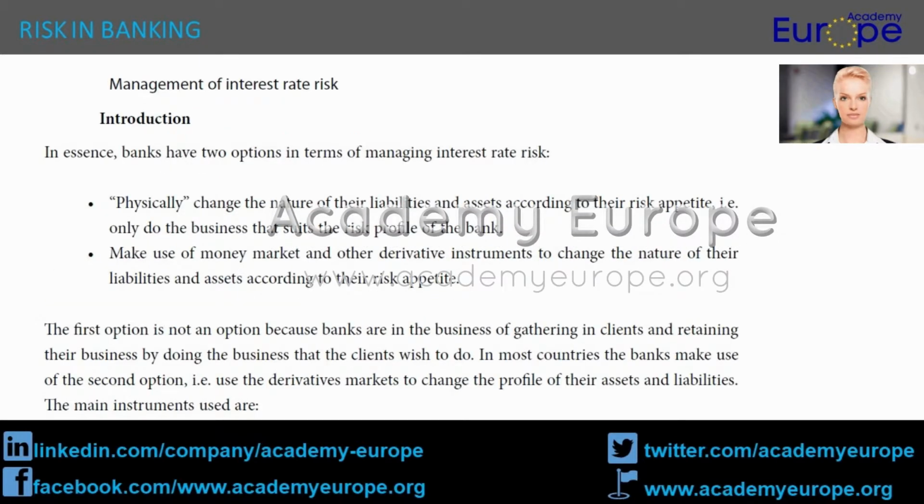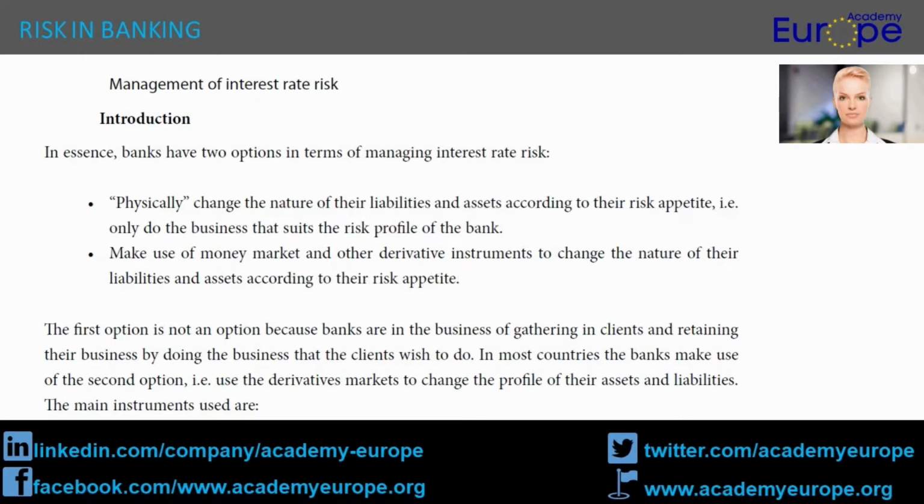Management of interest rate risk. Introduction. In essence, banks have two options in terms of managing interest rate risk. One, physically change the nature of their liabilities and assets according to their risk appetite, i.e. only do the business that suits the risk profile of the bank. Two, make use of money market and other derivative instruments to change the nature of their liabilities and assets according to their risk appetite.